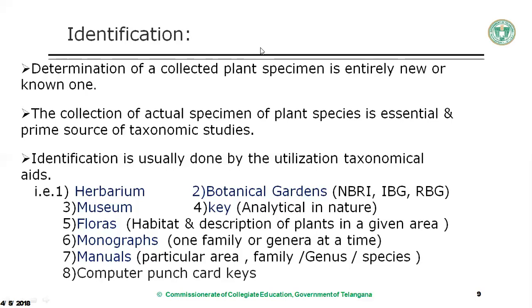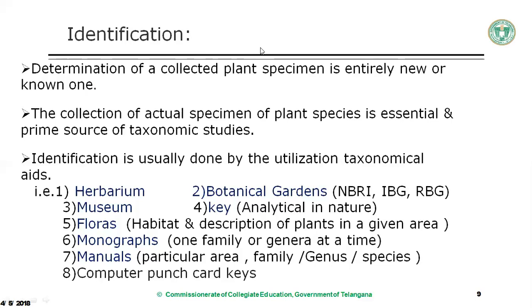The fifth one is flora. Flora is nothing but the total availability of plants in a particular location or locality, a habitat, a description of plants in a given area, whether it is a continent, a nation, a state, or maybe a district.